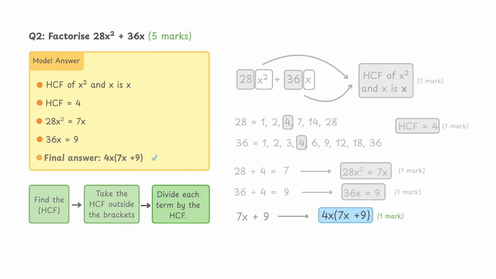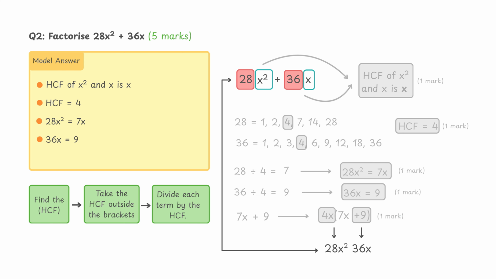Now let's check our answer. If we expand 4x multiplied by open bracket 7x plus 9 close bracket, 4x times 7x gives 28x squared, and 4x times 9 gives 36x. So we return exactly to the original expression. This confirms that our factorization is correct. Now we write the final answer clearly. 4x multiplied by open bracket 7x plus 9 close bracket. This earns the final mark.